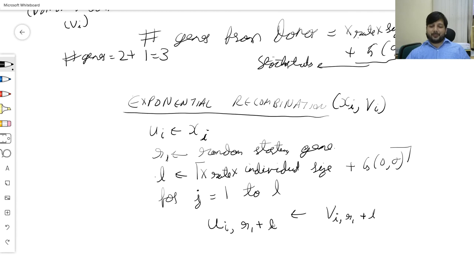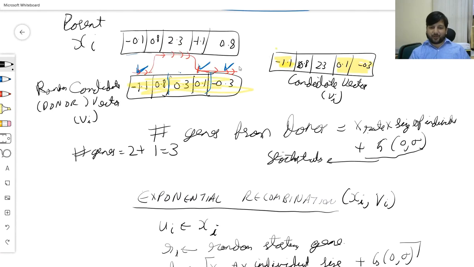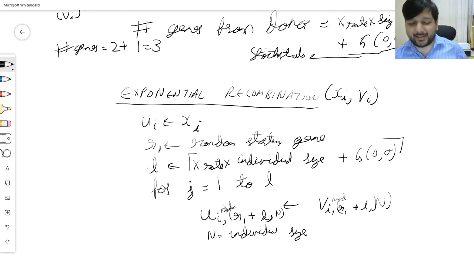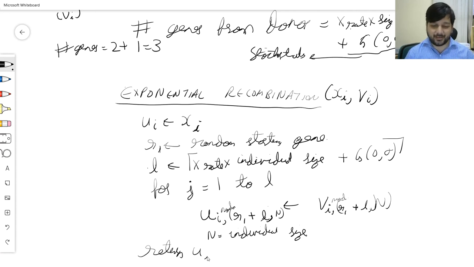Now this had a problem that it could overshoot. So 1, 2, 3, it overshot. So I use the modulo arithmetic. So mod individual size, where n is equal to individual size. Okay, and it's assuming that it's 0 indexed rather than 1 indexed. And then of course I return UI, the candidate vector. So that's a candidate child vector.